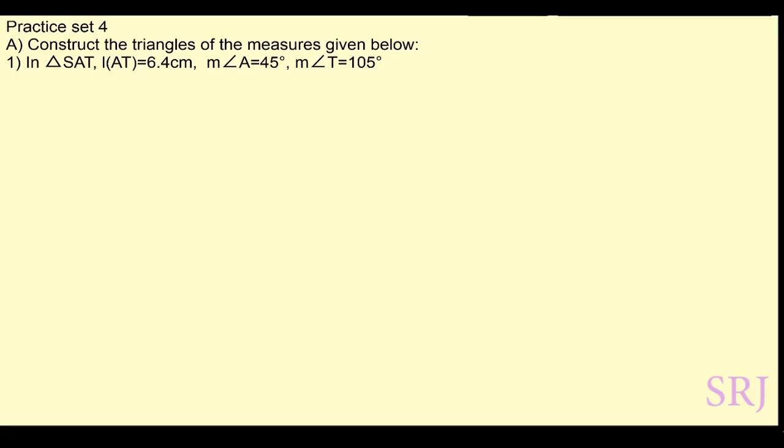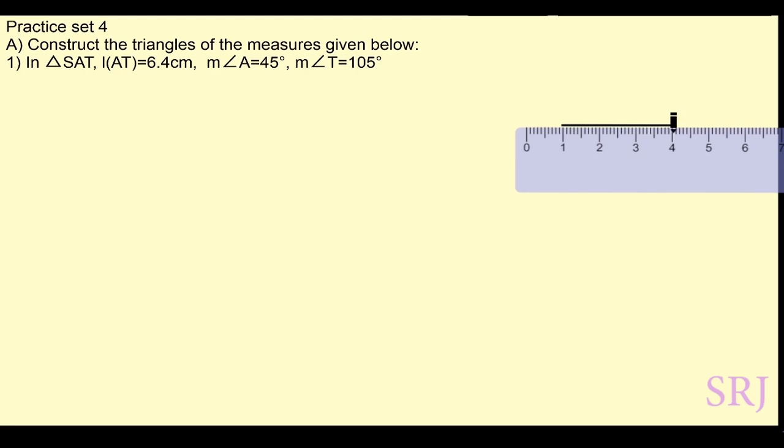In this practice set, we will learn to construct the triangles given two angles and the included side. Practice set 4. A. Construct the triangles of the measures given below. First, in triangle SAT, length AT is equal to 6.4 cm. Measure of angle A is 45 degree. Measure of angle T is 105 degree.